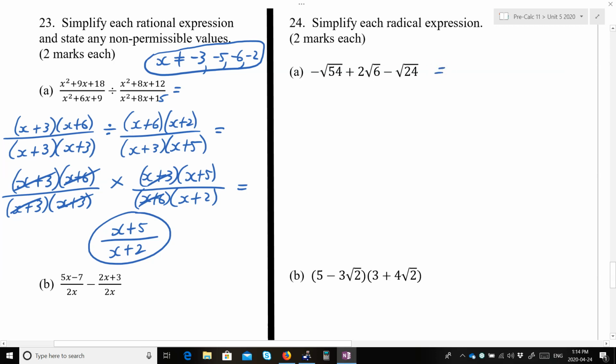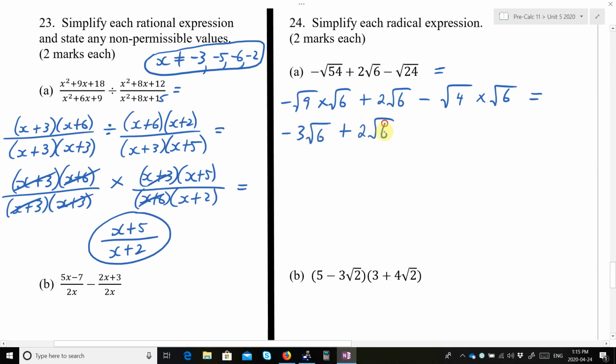Simplify each radical expression. Remember, you just want to divide out the highest perfect square factor that we can out of 54. That would be 9. Square root of 9 times the square root of 6 plus 2 root 6 minus the largest perfect square factor that goes into 24 is 4. And over here, the square root of 9 is 3, so that's negative 3 root 6 plus 2 root 6. Square root of 4 is 2 minus 2 root 6.